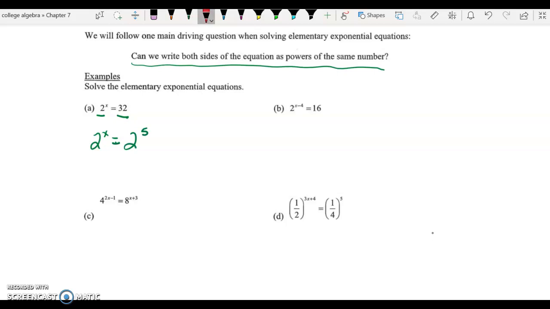Now that they have the same base, the 2, I can get rid of it and just say x equals 5. And you have solved the equation. That's how a lot of these work, guys. Just be careful and make sure you're using numbers. The hardest one is probably D, and I'll go over that one.